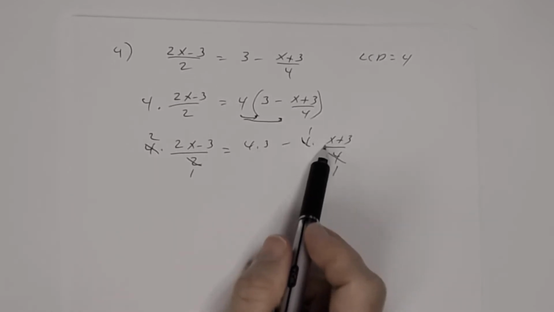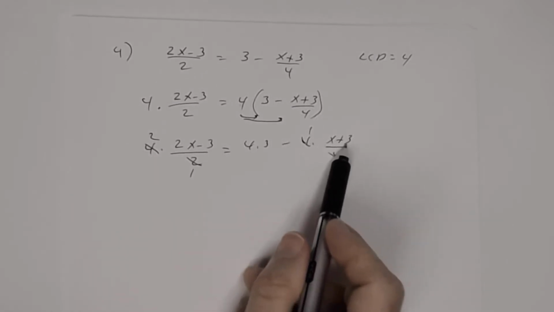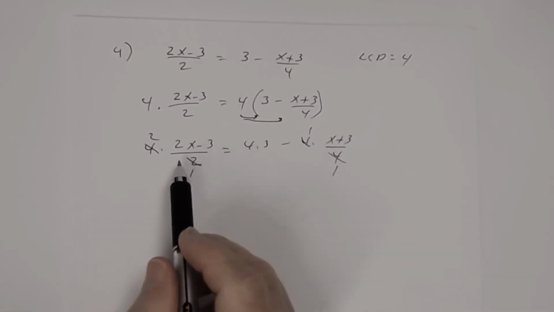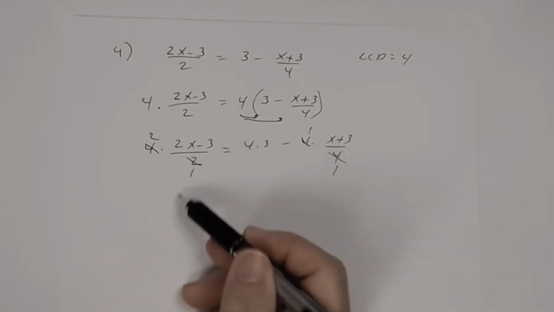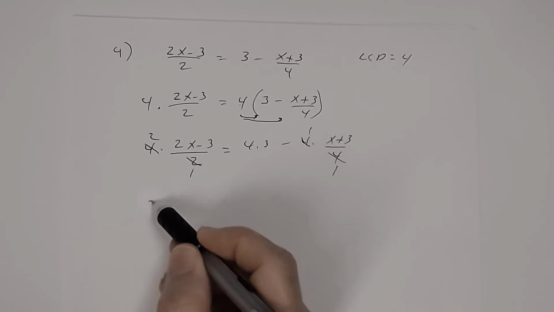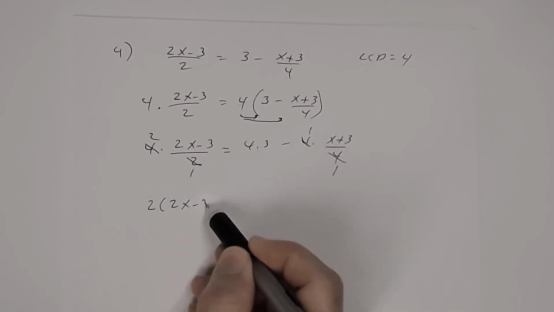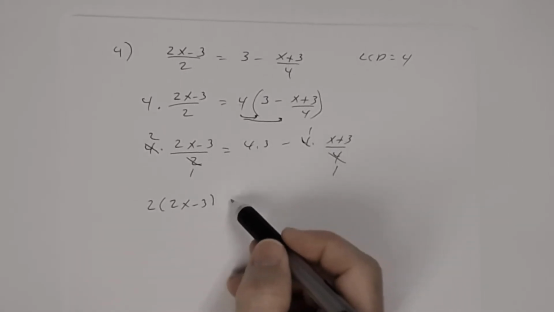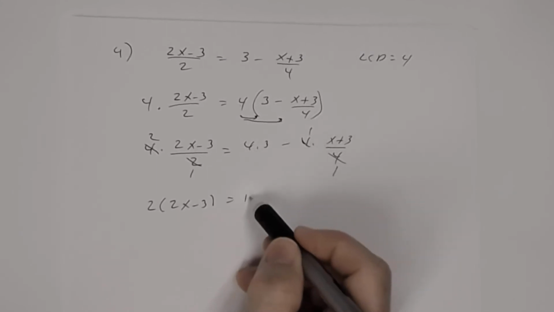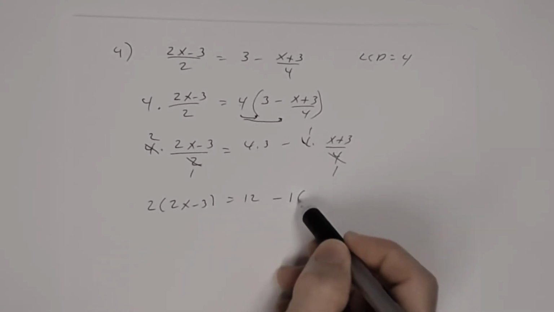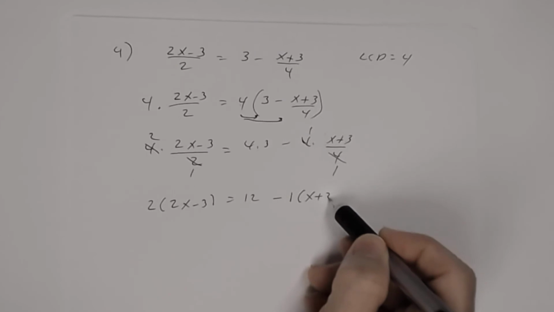This is not a monomial, put that in parentheses. So in other words, and you can do it now or you can do it in the next step. In the next step, you would say 2 times 2x minus 3, just like that, equal, we can do this now, this is 12, minus 1 times x plus 3, just like that.